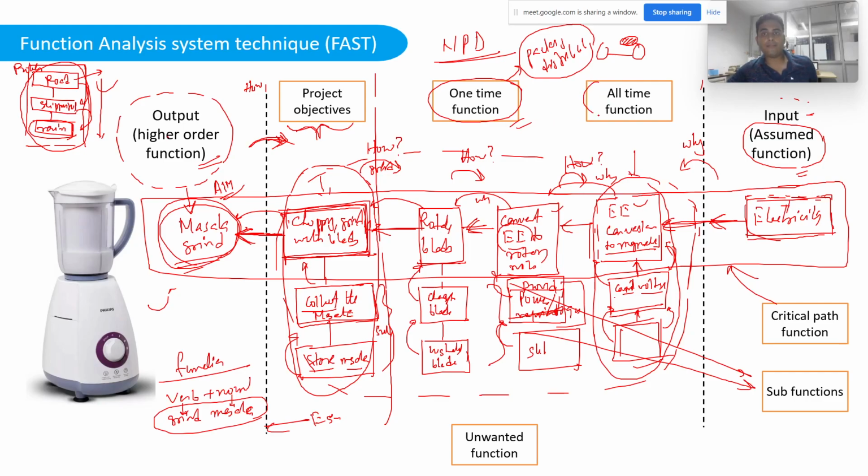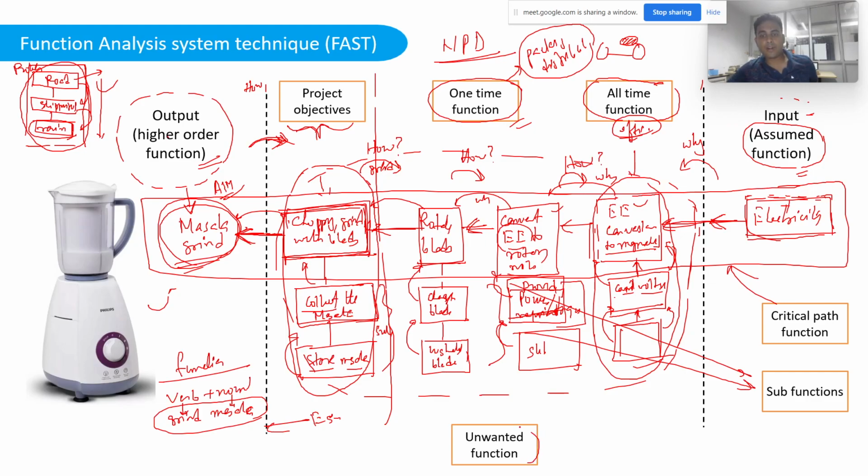Similarly, there are all-time functions. What are all-time functions? Like easy to store the product, easy to grind, efficiency of grinding. All these are all-time functions. You always want this functionality to be maintained.